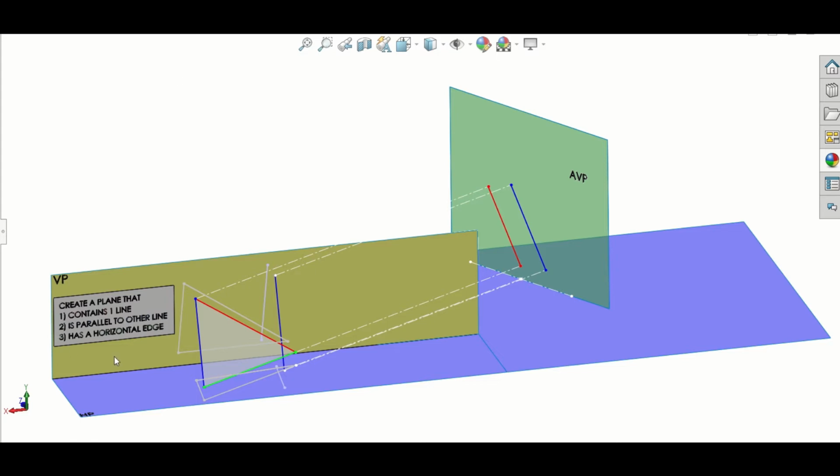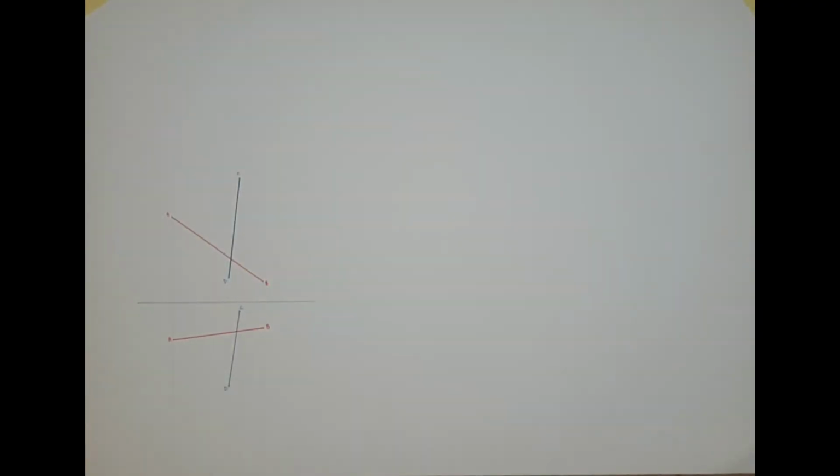We're going to create the plane that contains a line parallel to a line, has a horizontal edge, and then we're going to view along and see them as parallel. Once that's done, we're back here onto SolidWorks, and we're looking at the three different ways that this question could be posed after. So just here in my worksheet, you'll see the red line and blue line, just like it was shown there on the SolidWorks model.